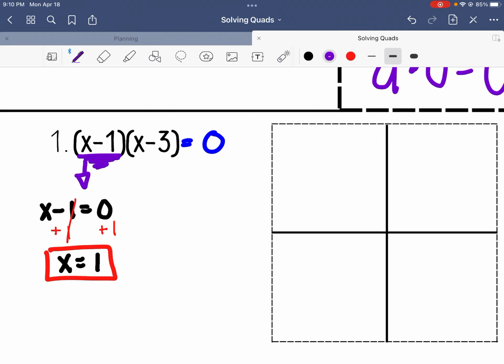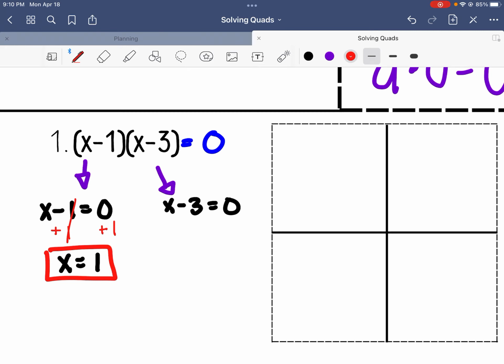We're not done yet. What happens if instead of this guy being 0, I make this guy equal to 0? That's still going to work because if this guy is 0, then anything times 0 will give me a 0, okay? So I have to do the same thing. x minus 3, I want it to equal 0.